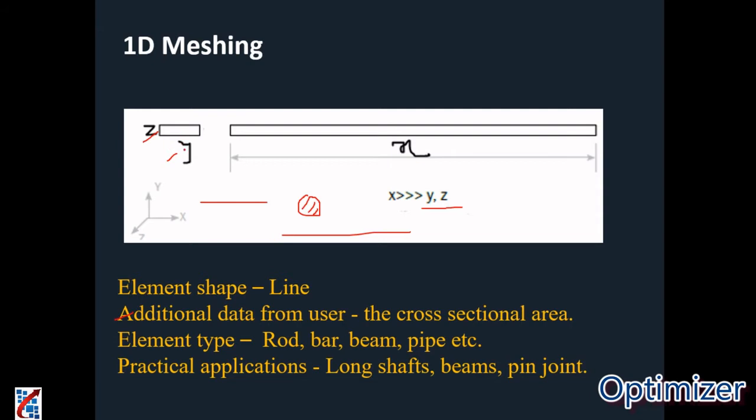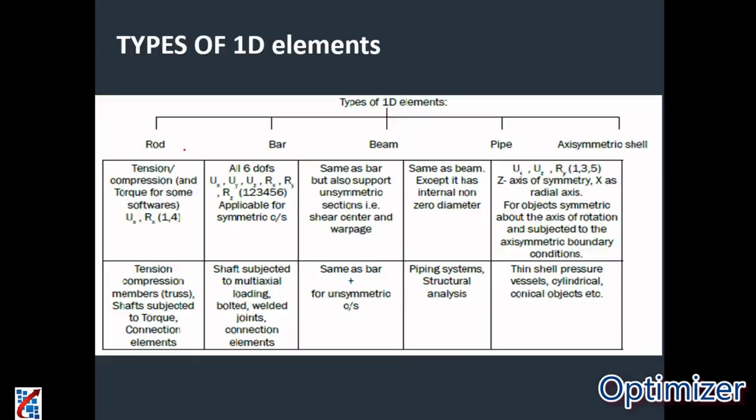So let us now discuss what the different types of 1D elements are. 1D elements are divided into 5 categories. First one is rod, then bar, next beam, pipe and axisymmetric shell. So these are the 5 different categories of 1D elements. Let us discuss one by one.